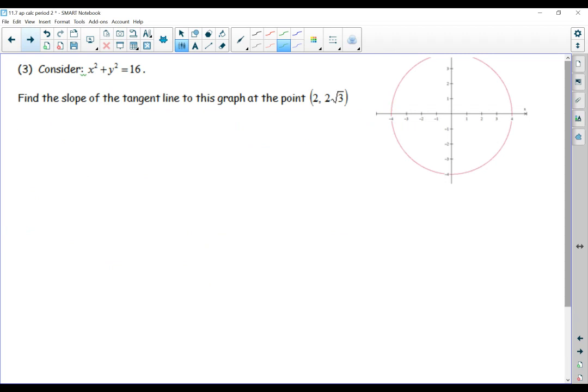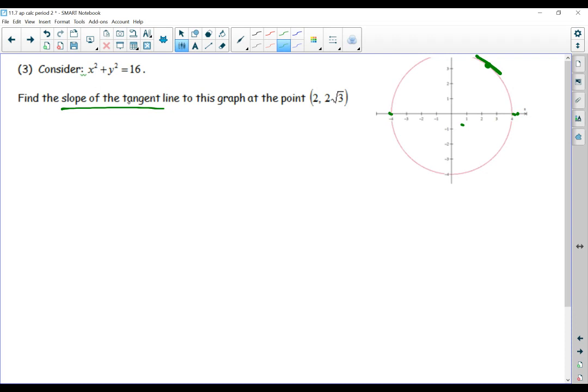x squared plus y squared equals 16. Again, this is a circle with a radius of 4 this time, a center at 0, 0. All of the points on this circle would have slopes except for -4 and 4, which would be undefined because there are vertical tangents there. But let's see if we can find the slope of the tangent line at the point 2 and 2 root 3. So this point right here, I want the slope of that line. I know it's going to be a negative slope, so that kind of helps me, so I can at least verify my answer.